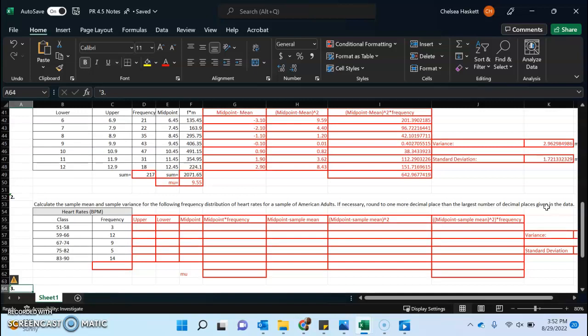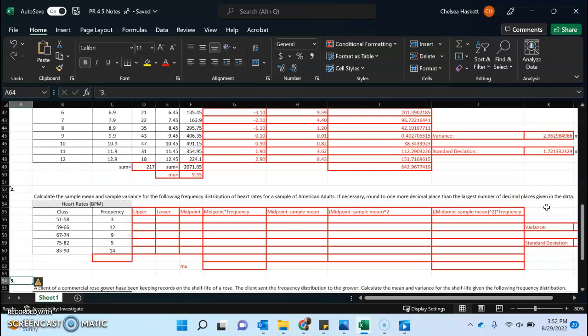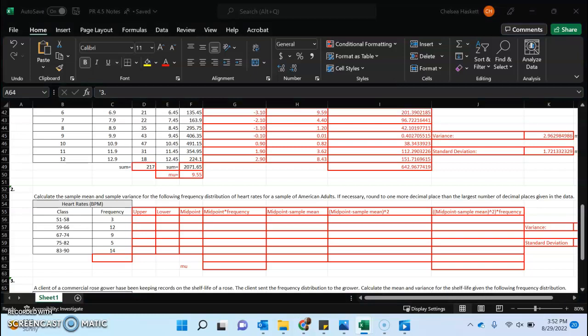Okay. All right, now calculate the sample variance of the following frequency distribution of a heart rate for the sample American. So this is a sample one, so we have to be careful with this and make sure we're doing n minus 1 at the end, okay? Make sure you're doing that n minus 1 because it's a little different. All right, so let's go ahead and do this.